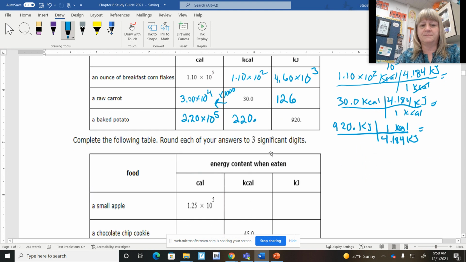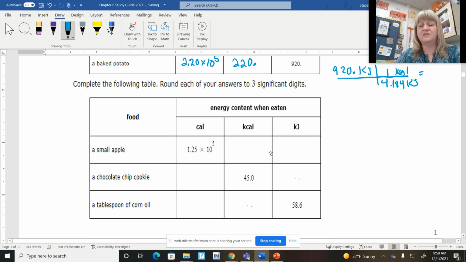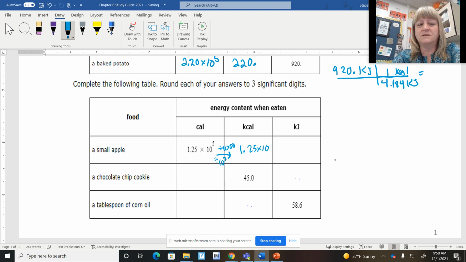Okay, let's do another one. So they just give you a whole bunch of these, and you just got to know how to go back and forth. So the next one here, we've got kilocalories. To go this way, we're going to divide it by 1,000. Okay, so dividing by 1,000 is like dividing it by 10 to the third. So here we are going to end up with 1.25 times 10 to the second. And then to go this way, we're just going to times it by 4.184.